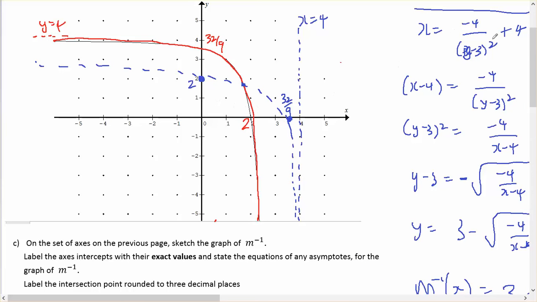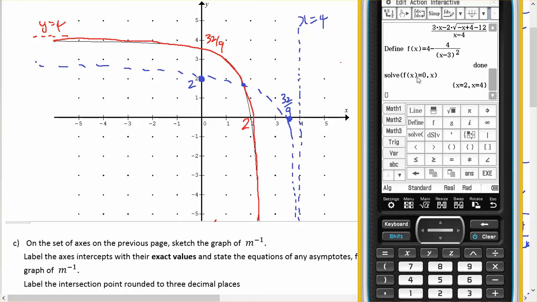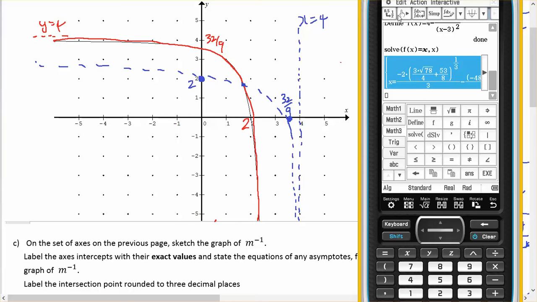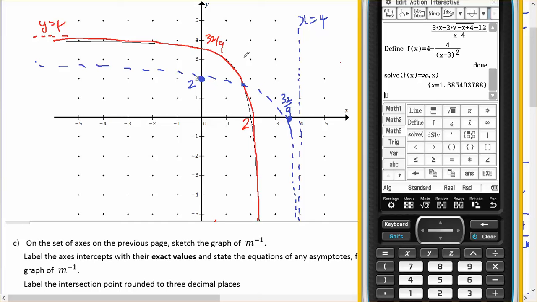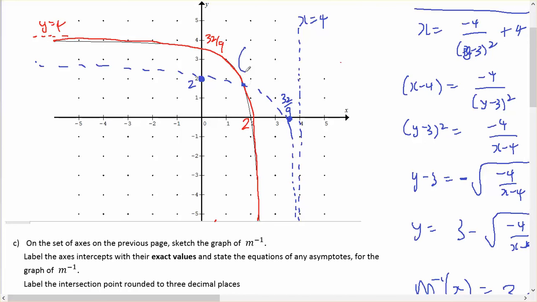If I go back to my calculator and look at f of x equaling x and solve for x, I get this, and I'm in blue, to how many 3 decimal places? So 1.685 should be the intersection point of the two. Notice it's on the line of y equals x and my original.